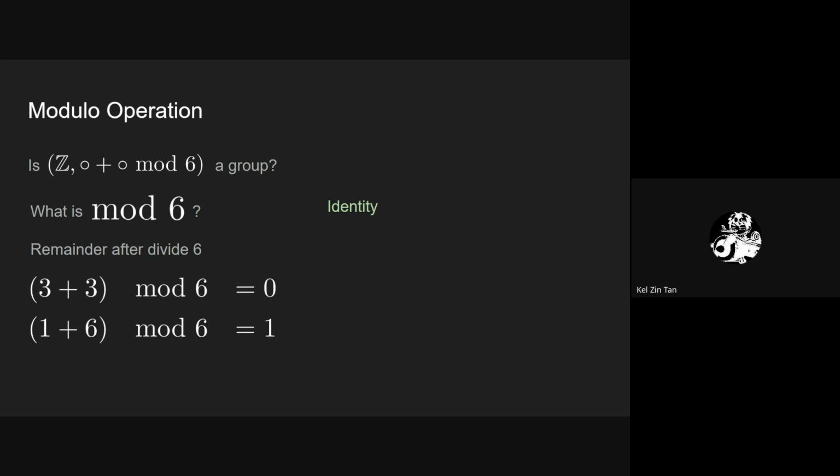Let's get our hands dirty. Do we have an identity? Yes, we do. We can always set the identity to be 0. So we have 0 plus 3, and if we do this mod 6, then we get 3. So we get back the same element.